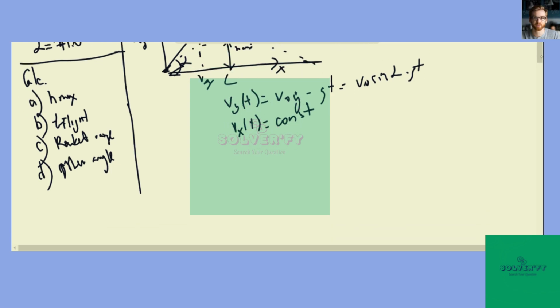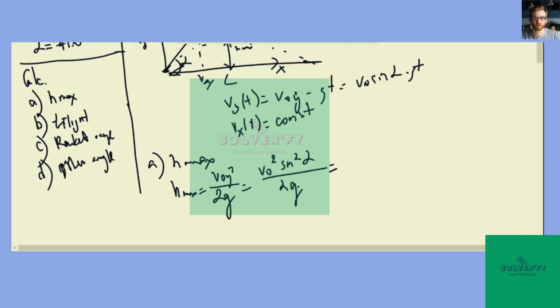So let's start with h max. When the maximum height is achieved, the vertical component of the velocity is 0. So therefore, h max equals v0y squared over 2g, or it equals v0 squared sine squared alpha divided by 2g. We can calculate it right away.